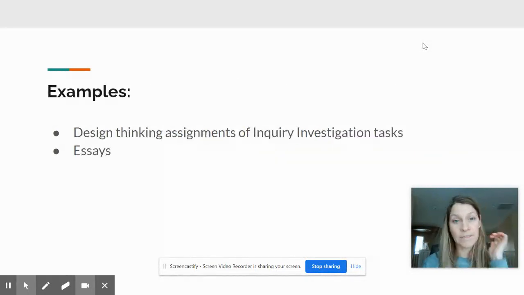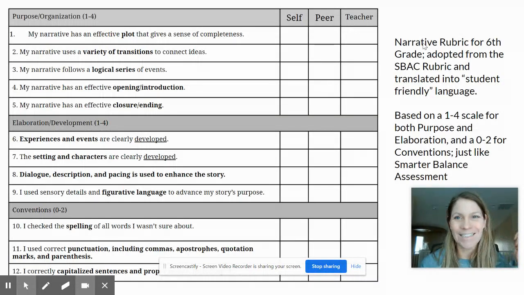A couple of the examples that I'm going to go through are going to be some design thinking activities, where it's an inquiry-based investigation task using the online program Scratch, and another one is going to be essays, particularly the narrative that I just pulled up. So this is the narrative rubric that I provide for my students. Usually, I will have a single page document.